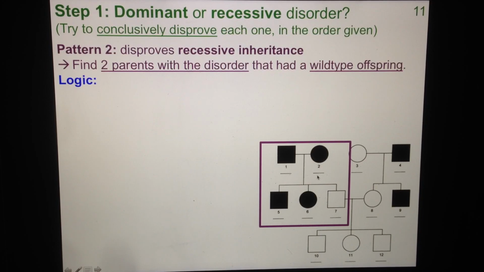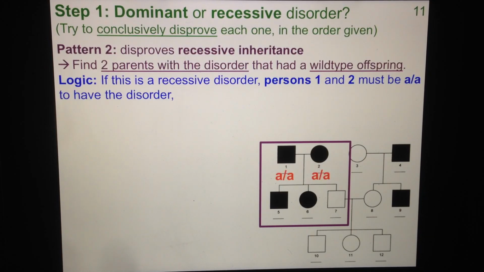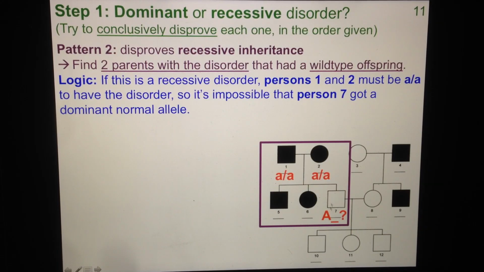So the logic behind it is kind of similar to the first pattern, except it's backwards, okay? So if it's actually a recessive disorder, then again, both parents must be homozygous recessive, okay? In order to have the disorder and it's recessive, you need 2 copies of the recessive allele. Then we look at that kid who is normal and we say, okay, well, he must have a dominant normal allele. Where the heck did it come from if the parents don't have one? Okay, so again, this is an impossible situation in this tree, therefore we know for sure that it's not caused by a recessive disorder. Okay.